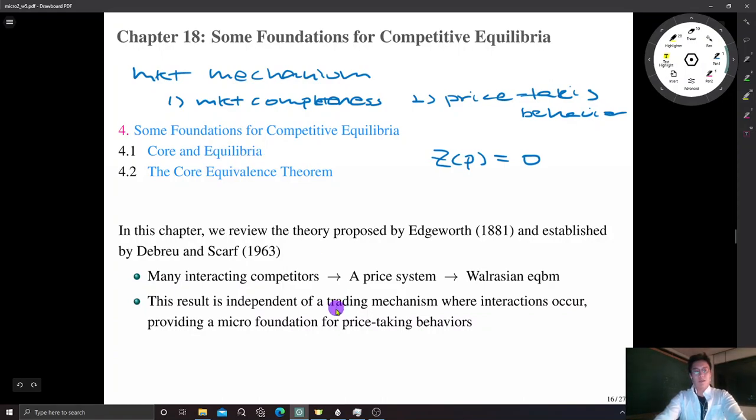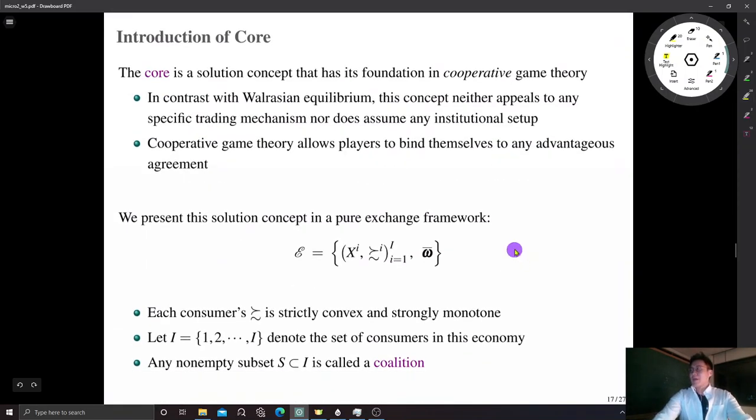Okay, so these results provide us micro foundation for price taking behaviors. Because interaction alone, without the aid of price system. So we don't have to rely on market mechanism. We don't have to rely on market completeness assumption. We don't have to rely on price taking behavior. Interaction alone gives us socially desirable outcome. All right. So with that picture in mind, let me introduce the core.